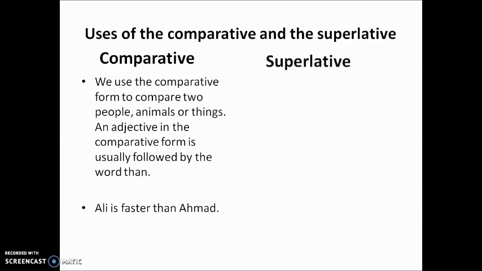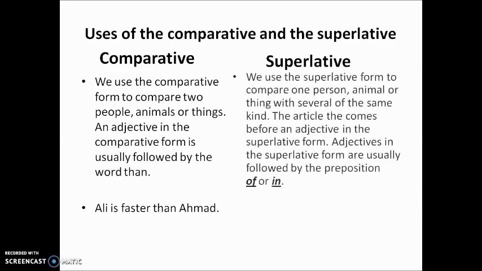Second, we want to know about the uses of the superlative. We use the superlative form to compare one person or one animal or one thing with several of the same kind. The article the comes before an adjective in the superlative form. Adjectives in the superlative form are usually followed by the preposition of or in.